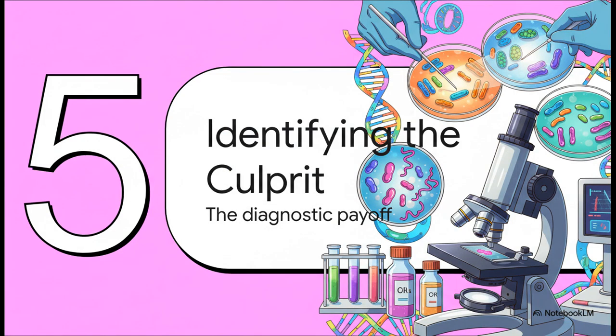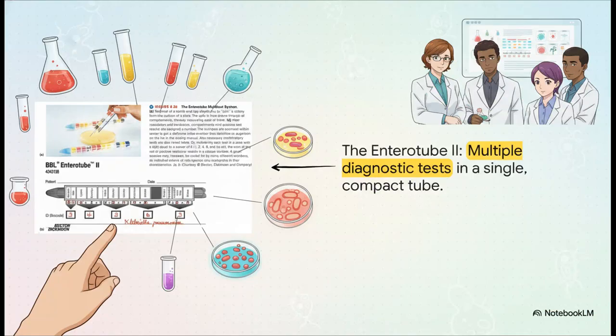All right, so let's recap. We've isolated our suspect, we've grown it on the perfect menu, and we've even given it the right atmosphere to breathe. Now it's time for the final step, the big reveal, putting a name to our culprit. For really rapid identification, especially in a clinical setting, labs often use these amazing all-in-one systems like the EnteroTube you see here. It's a single tube that actually contains a whole battery of different tests, each in its own tiny compartment. It's designed to quickly identify bacteria that cause intestinal diseases.